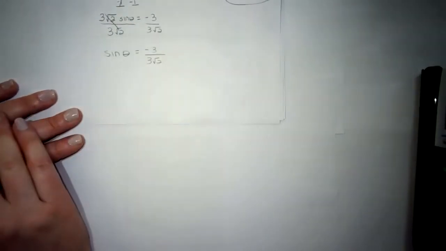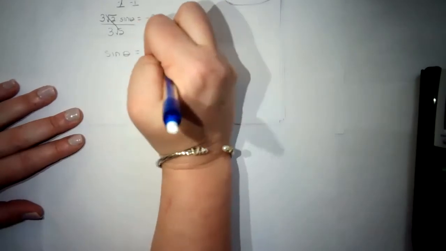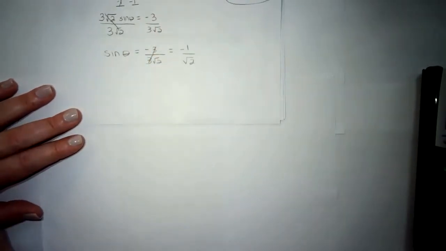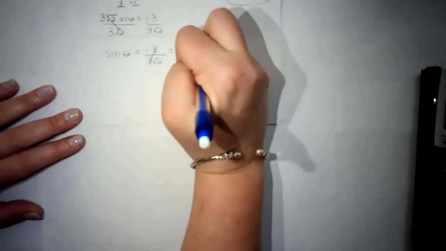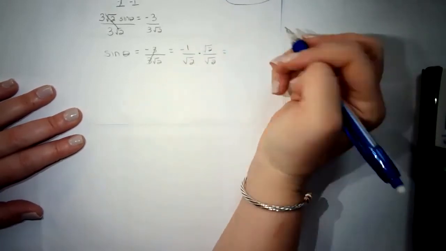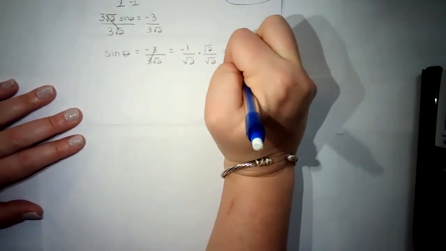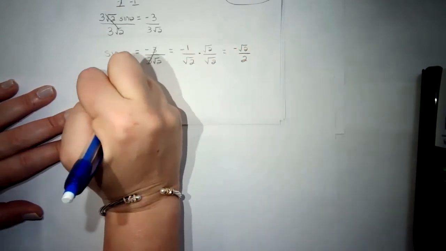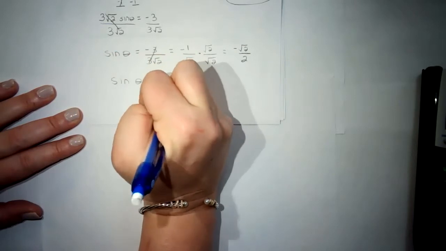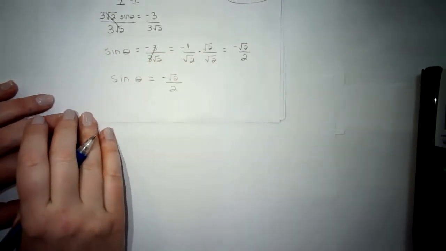Okay, now notice what's happening here. My 3's are going to cancel, right? And I'm going to have a -1 over root of 2. Can I leave that? No, I got to rationalize again. So I'm going to multiply top and bottom by root of 2. Negative root of 2 over 2.